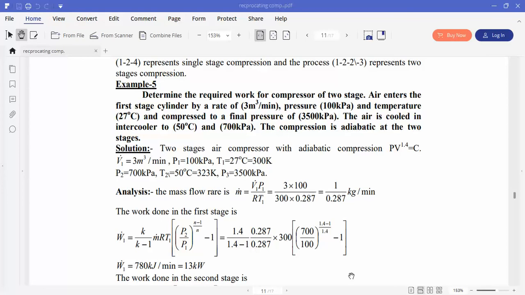The solution: two-stage air compressor with adiabatic compression, PV to the power 1.4 equal constant. V1 dot equal 3 meter cubic per minute. P1 100 kilopascal. T1 27 degrees centigrade equal 300 Kelvin. P2 700 kilopascal. T2 dash, the intermediate temperature, 50 degrees centigrade, 323 Kelvin, and P3 equal 3500 kilopascal.